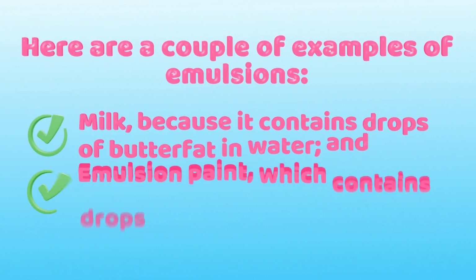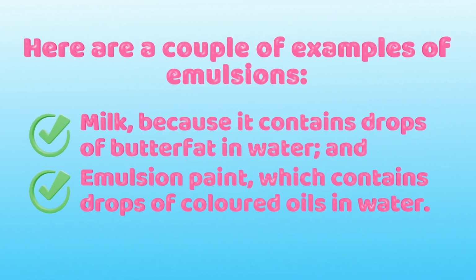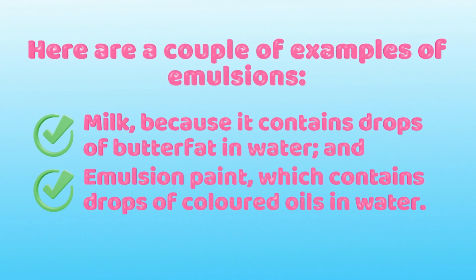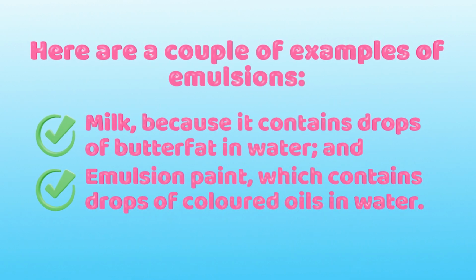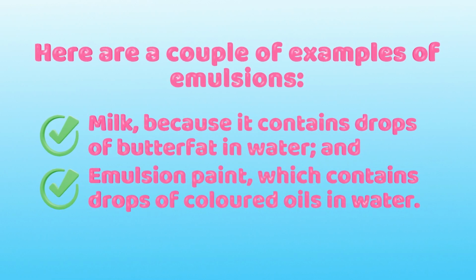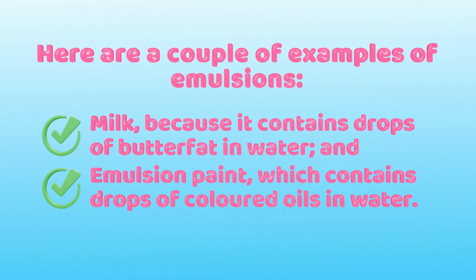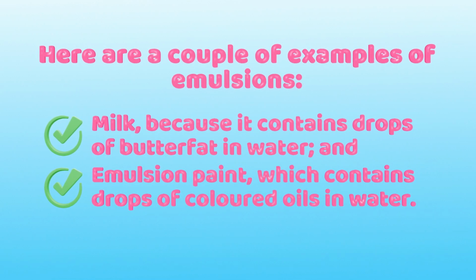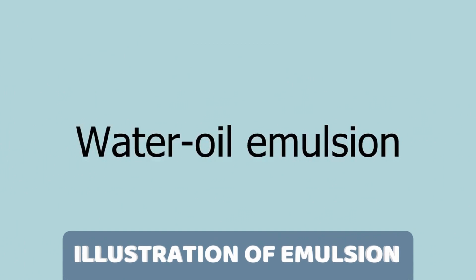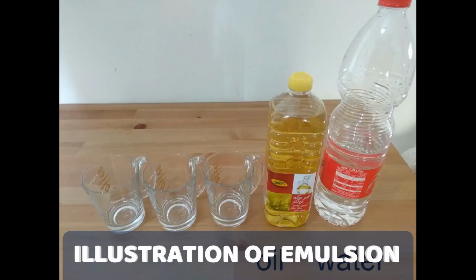Now, here are examples of emulsions. For example, milk, because milk contains drops of butterfat in water. And another example is emulsion paint, which contains drops of colored oil in water. Let's now see an illustration of water-oil emulsion.